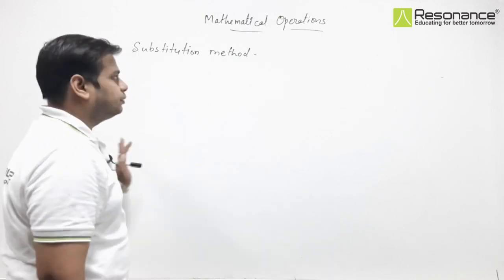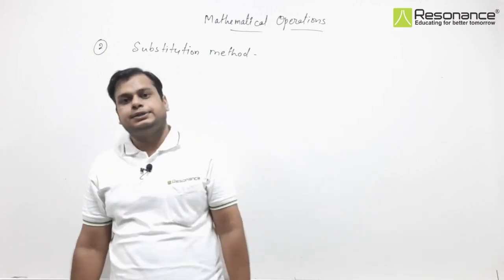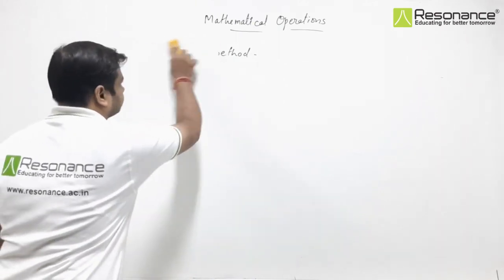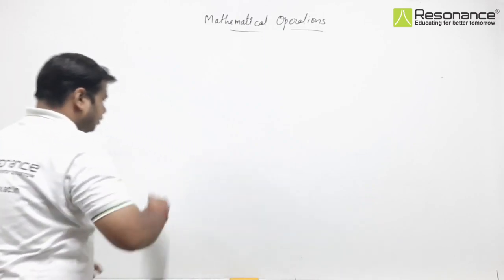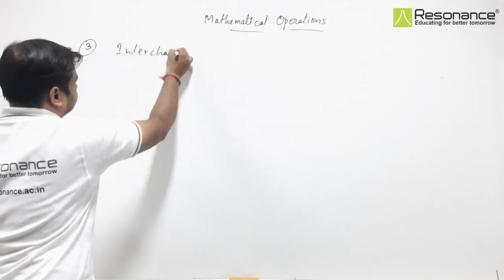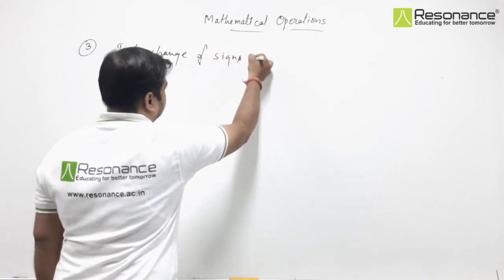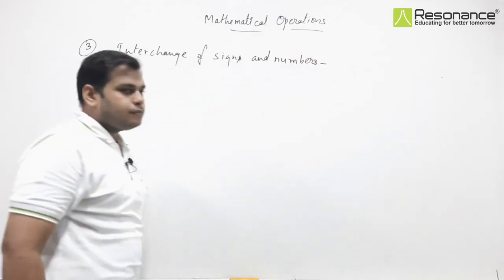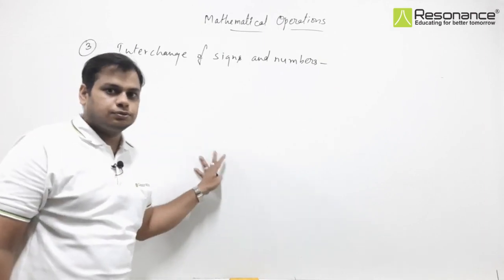So this is the substitution method, where we have to substitute the correct signs which are given in direction. Then we have to apply the BODMAS rule. Now, the third topic we have is interchange of signs and numbers. Interchange of signs and numbers, that is, how can we interchange signs and numbers both.